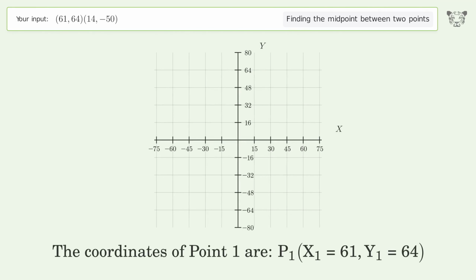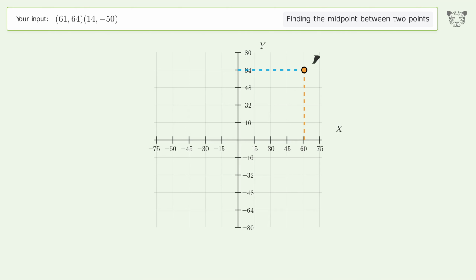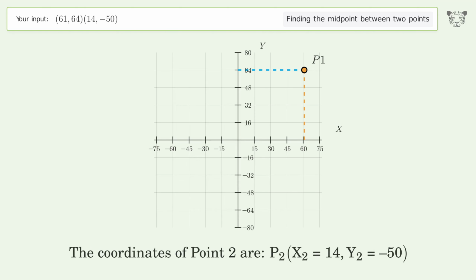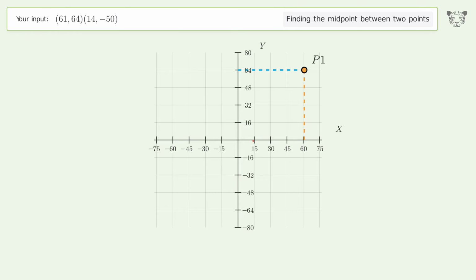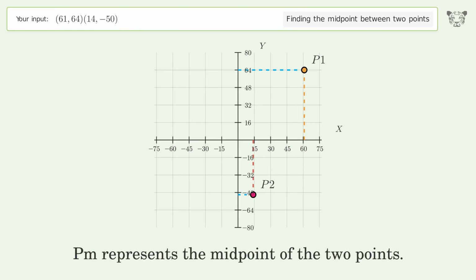The coordinates of point 1 are x1 equals 61, y1 equals 64. The coordinates of point 2 are x2 equals 14, y2 equals -50. PM represents the midpoint of the 2 points.